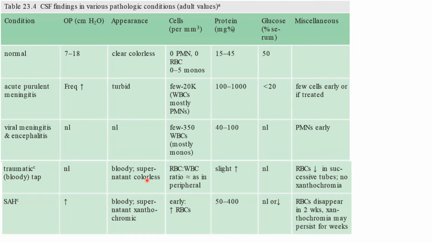Okay, and what we mean here is if you take, for example, 3 tubes, you collect the CSF in 3 tubes, what you find is that the number of the RBCs in the first tube will be more than the second, and the second will be more than the third. So the number of the RBCs will decrease with time or with the drainage of the CSF.